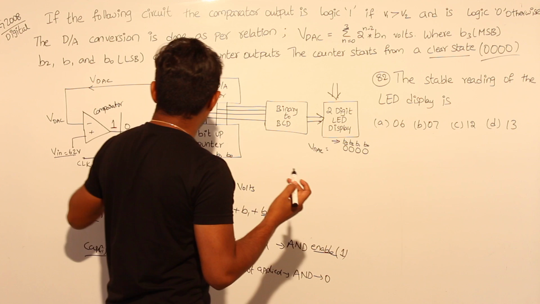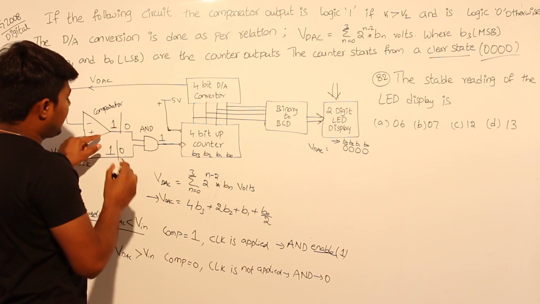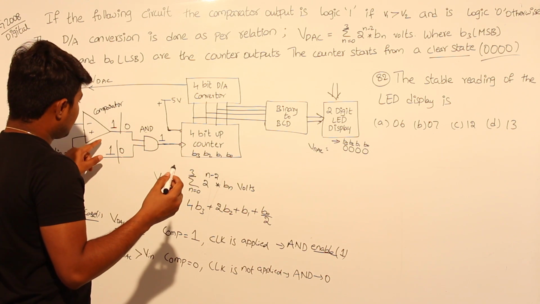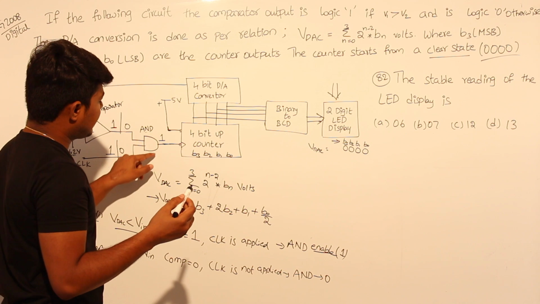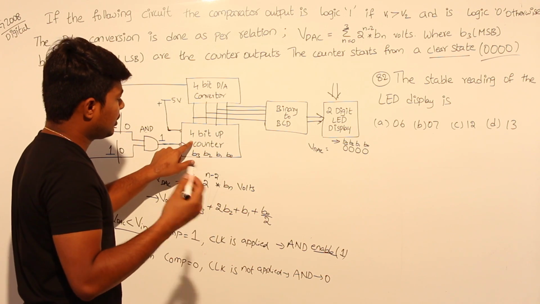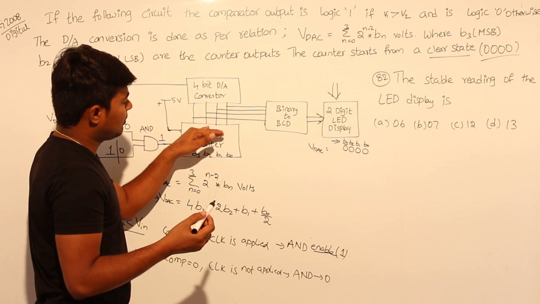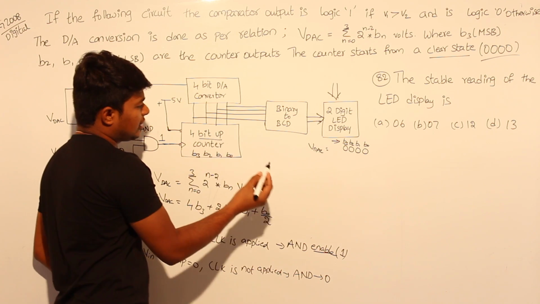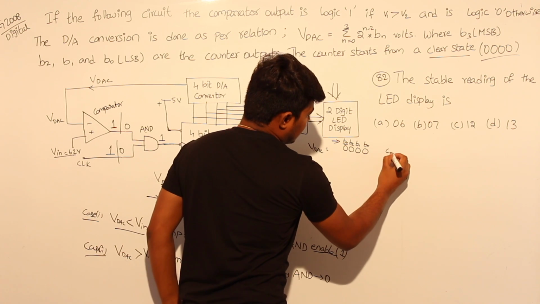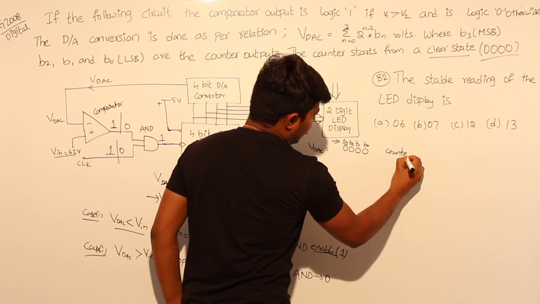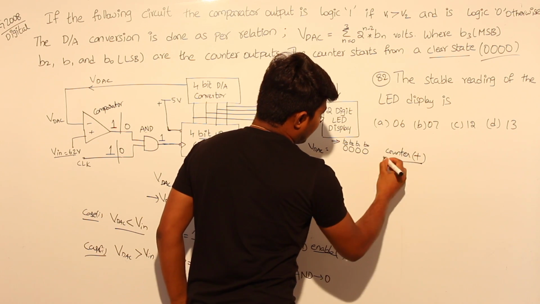Now we will see this. First, the clock. Whenever this input is given, the comparator will be enabled. So the clock will be applied, the AND gate is 1, so the input is given to the counter. The counter will be an up counter. You see here, up counter. So the counter will be incrementing because it is an up counter.